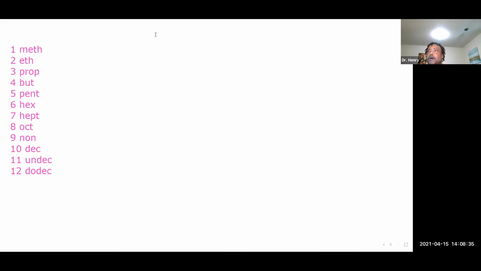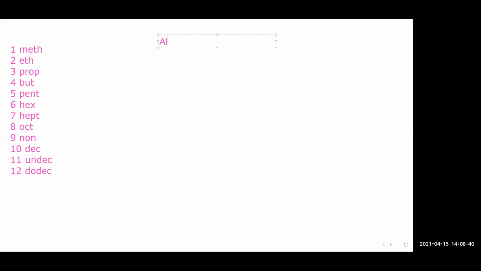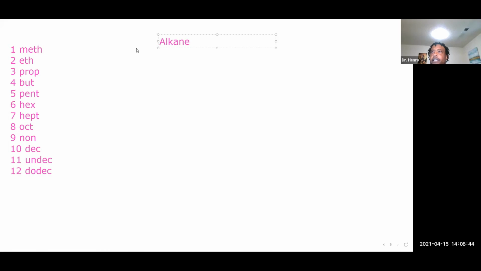Okay, so we have what we call alkanes. Here I'm going to underline the A and E. Alkane basically means that everything there is going to be single bonds. We talked about this yesterday.